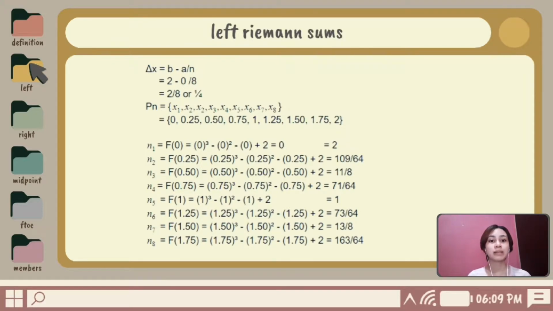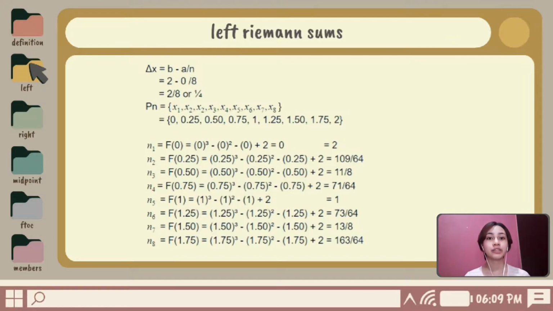Second, determine the step size, or delta x. Use the closed interval [a, b], where a and b are 0 and 2. The formula for delta x is equal to b minus a over n. Let us substitute, and it will be 2 minus 0 over 8. 2 minus 0 over 8 will be 1 over 4.